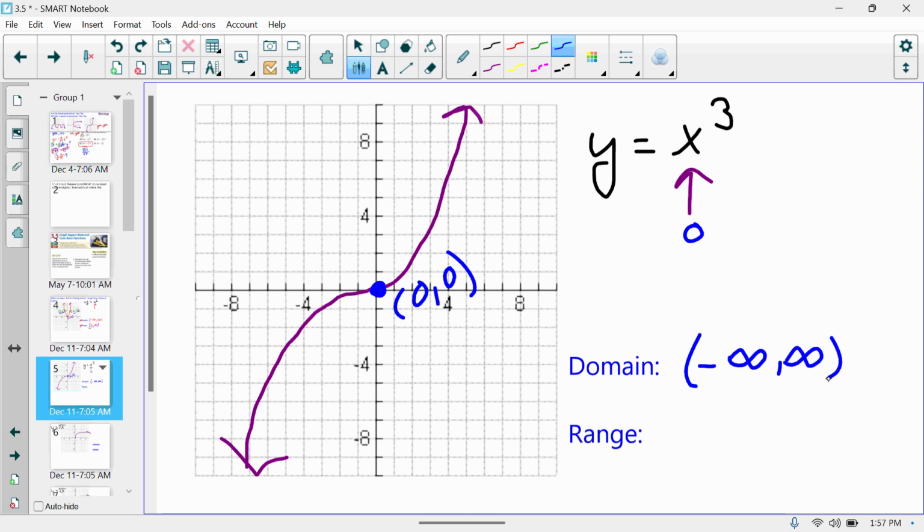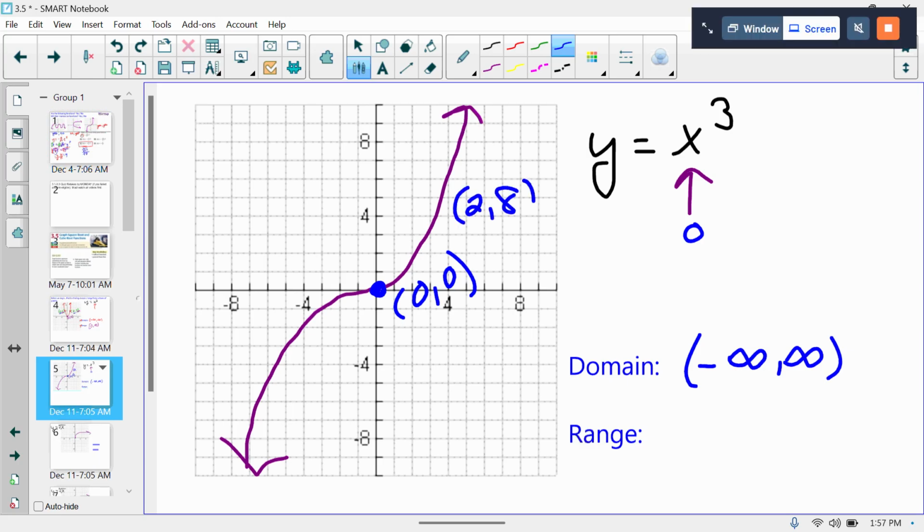This time there's no restrictions on y either, because if I plug in 2 to the 3rd power, I'm going to get 8 as an output. Now again, I know it doesn't look like we see the 8 on our graph. It's because it's a really rough sketch of it, okay? But then negative 2 cubed would be negative 8. So you'd have the point negative 2, negative 8.